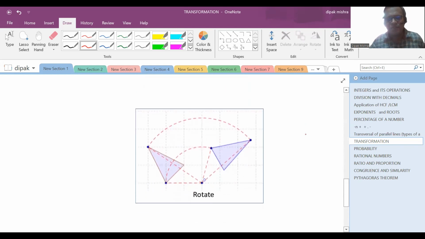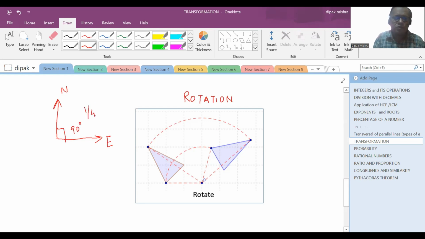The third is rotation. If I tell you that you are standing at a particular place and you turn around by a certain angle, then in effect, I'm telling you to rotate through a certain angle. If you are standing here and facing north, and I tell you to turn to east, every part of yours, right from your head to your toe, turns by 90 degrees or 1/4 of a full turn. So when I tell you to turn, it becomes a rotation.